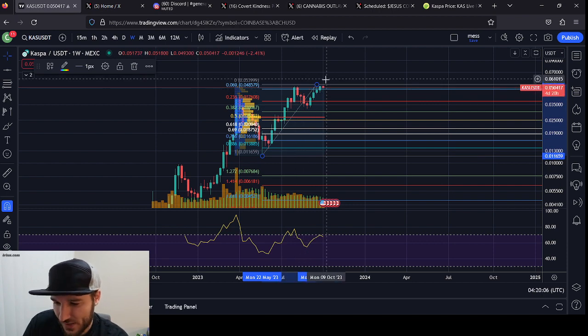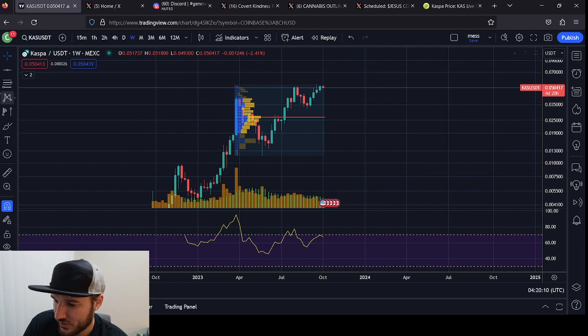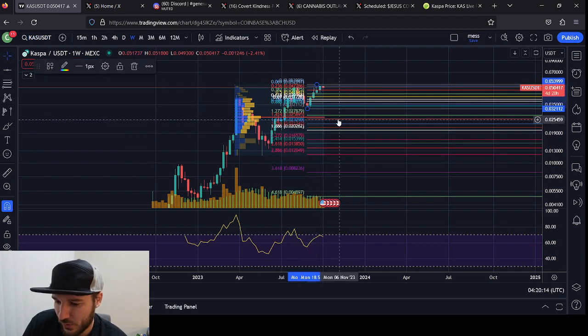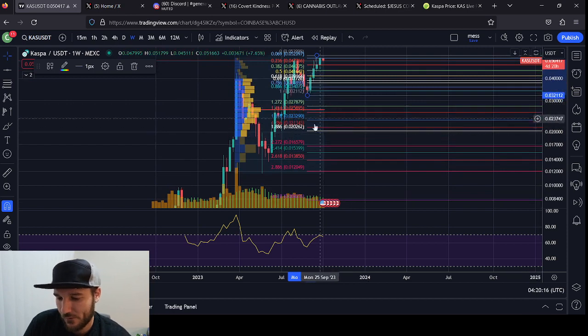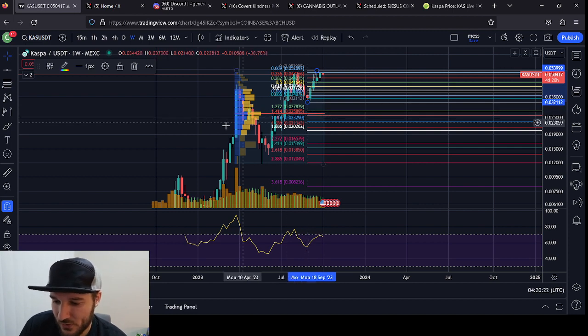No, it's not. Or it's kind of near that 0.5. Maybe I am mistaken. Maybe it's an extension. Or is it not? It's in between the 1.272, it's really close to the 1.414. So it's in this area. Coming below this line is completely possible. It's fine if we do that.